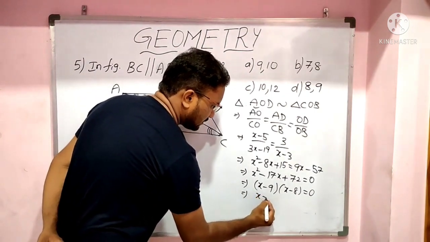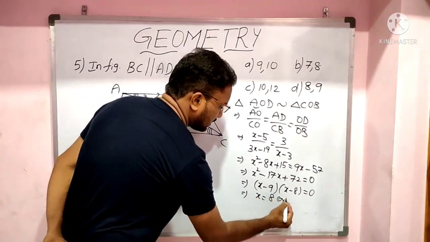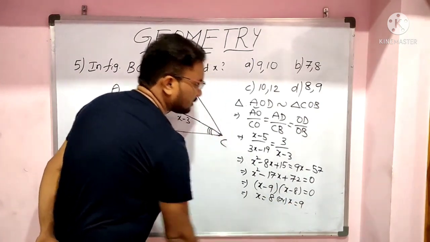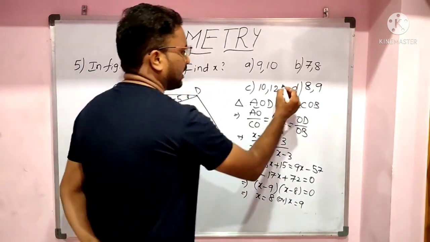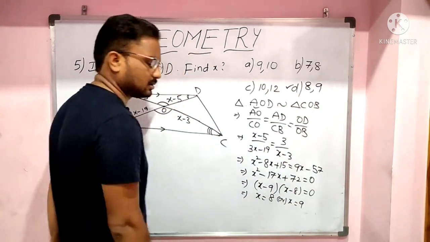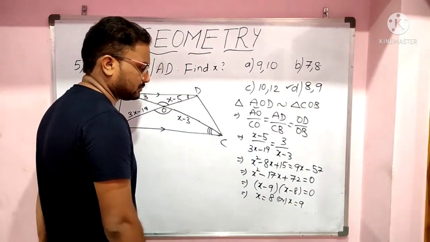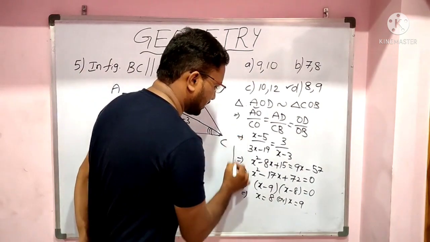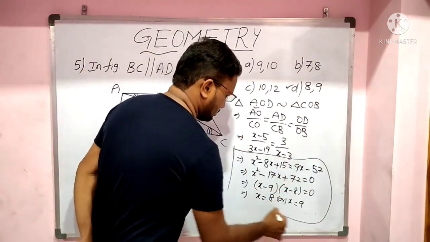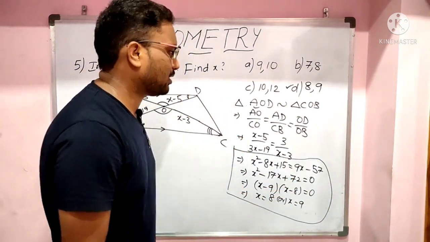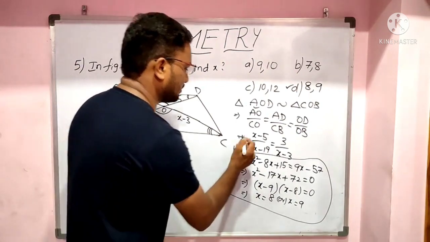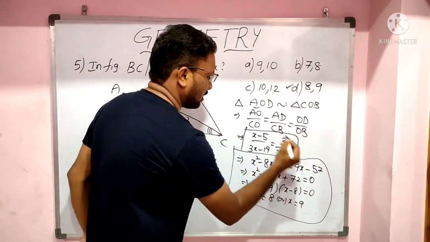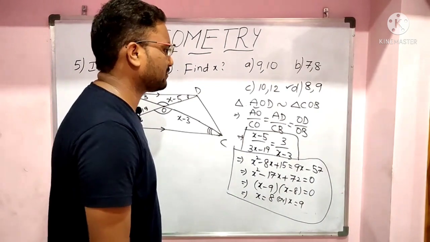Then x equal to either 8 or x equal to 9. So answer x equal to 8 or x equal to 9. Okay, so if you don't want to do this, just verify the options after writing this equation. Once verify the options.